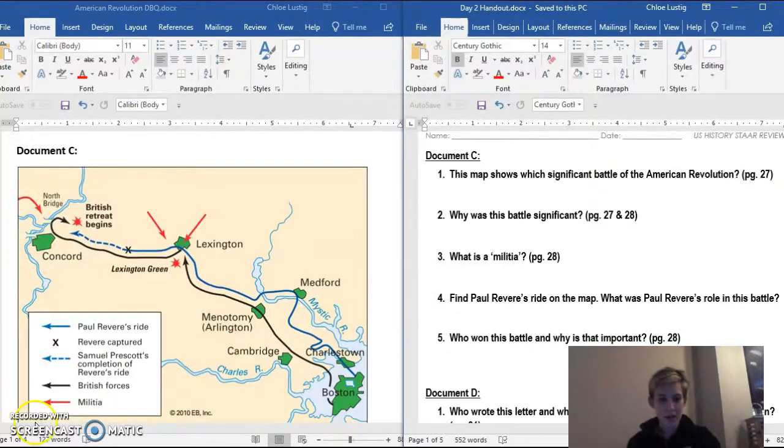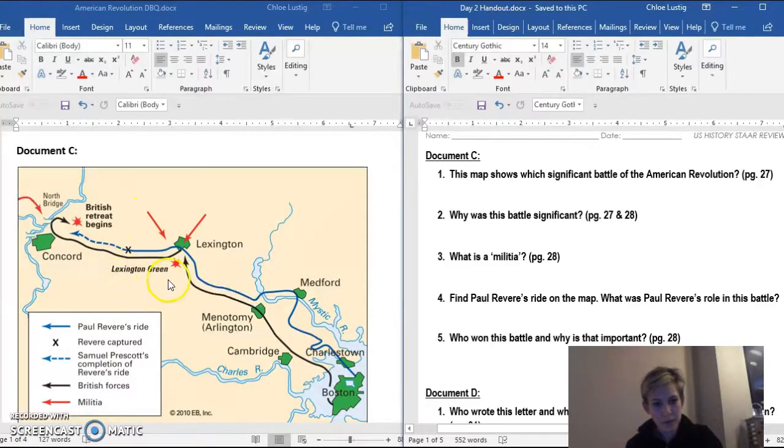Alrighty, document C. Let's look at this. So this looks like some kind of map to me, and I see these little like POW signs. So it's got to be some kind of battle, and I see words like British, and I also see some rivers and like a path, Paul Revere, Revere captured. So this looks like some kind of battle.